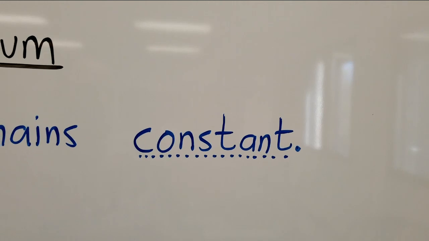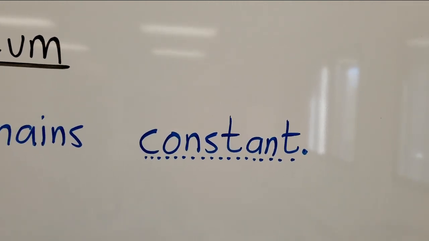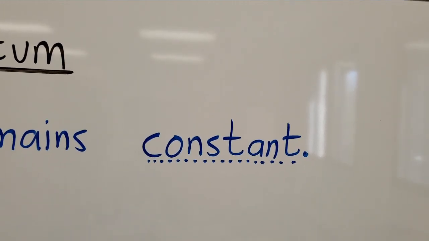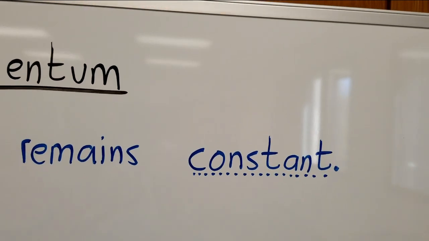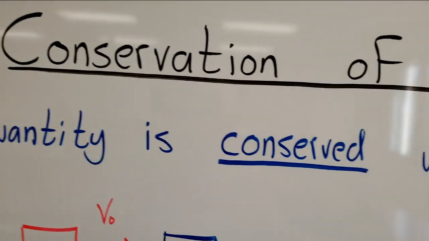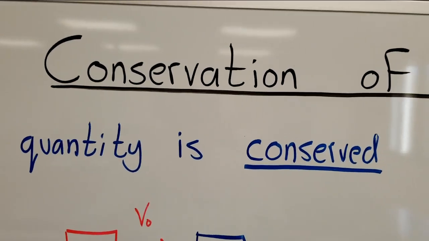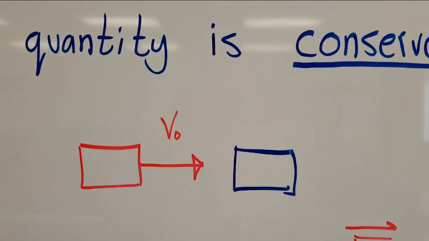So when we say mass is conserved, that means that the mass remains constant. When we say we want to conserve water, that means we want to try to keep the amount of water we have constant. And so constant is what it means to be conserved. So what we're going to do to investigate this is we're going to crash some carts together.